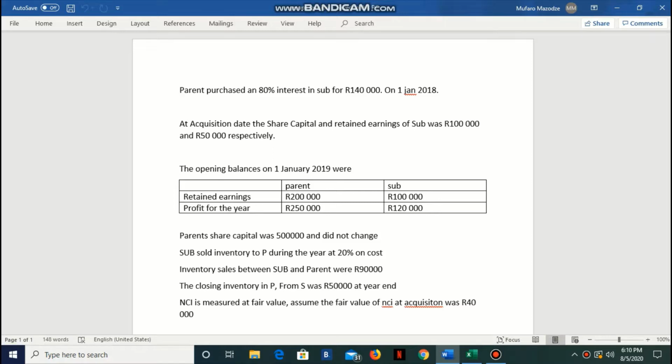So I've been asked to do changes in ownership. I'm going to attempt to do an example where our parent purchases an additional 10% interest in sub, and I'm going to make that right in the middle of the year, so that it's actually going to be 1 July 2019. If I've got enough time, I'll do a disposal of entire interest in the sub, depending on how long this example goes.